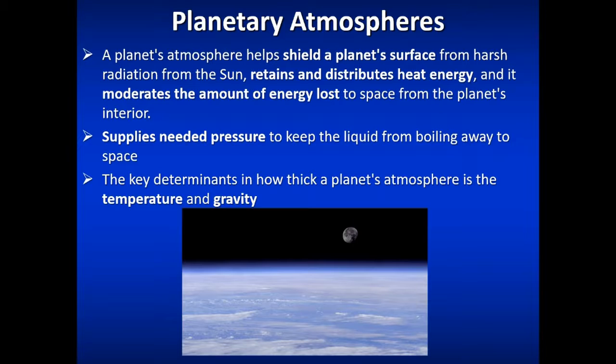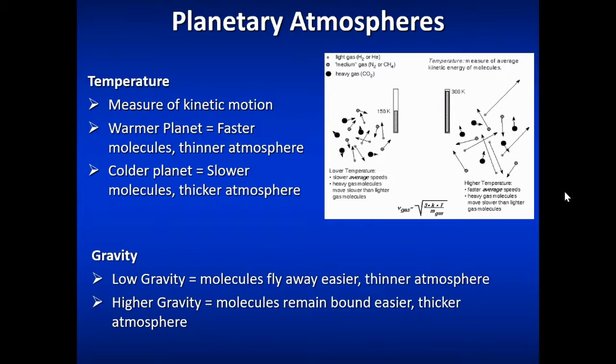And the two key determinants of how thick a planet's atmosphere is are temperature and gravity. Temperature is really a measure of the average kinetic motion of molecules. In other words, faster moving molecules equals warmer temperatures. And thus, that's going to generate thinner atmospheres because atmospheric molecules are likely to escape off into space, escape the hold of gravity of a planet a little bit easier. Cold planets then have slower moving molecules, thus thicker atmospheres.